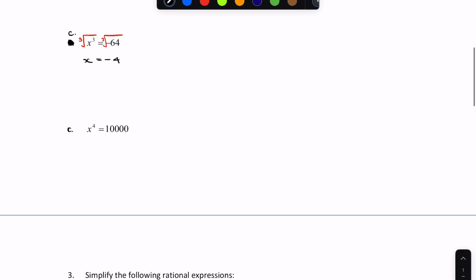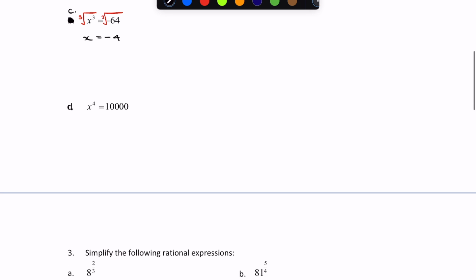This last one, which is D here. So x to the power of 4 is equal to 10,000. Here, we take the fourth root of both sides to get rid of the power of 4. So we get x is equal to plus or minus 10.